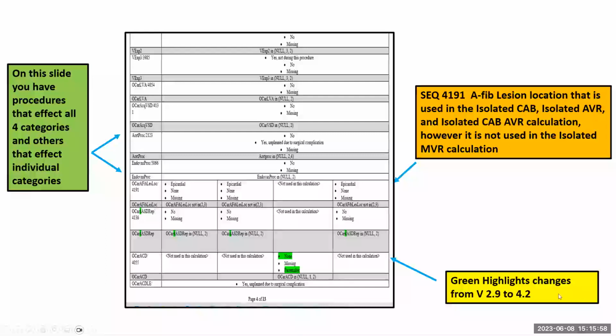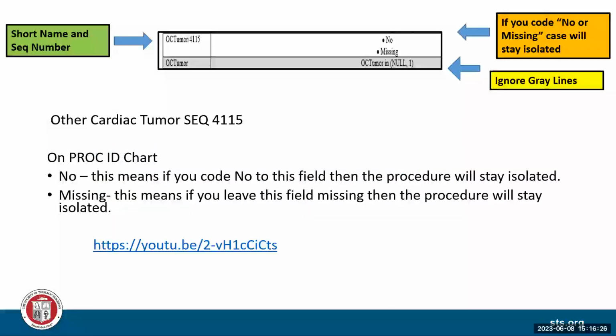So you will see that this got some green highlighting on it. These are changes that were made between version 2.9 and 4.2. Let's see what else we can talk about here. I think we got one more we can go on to, but it is a little hard to read. Once you get used to it, you'll get the hang of it.